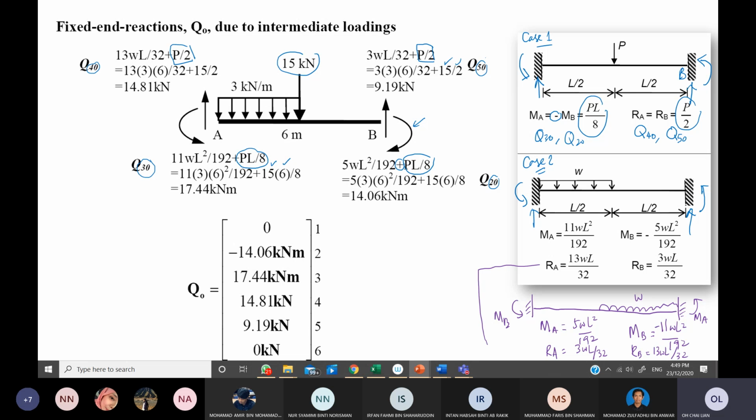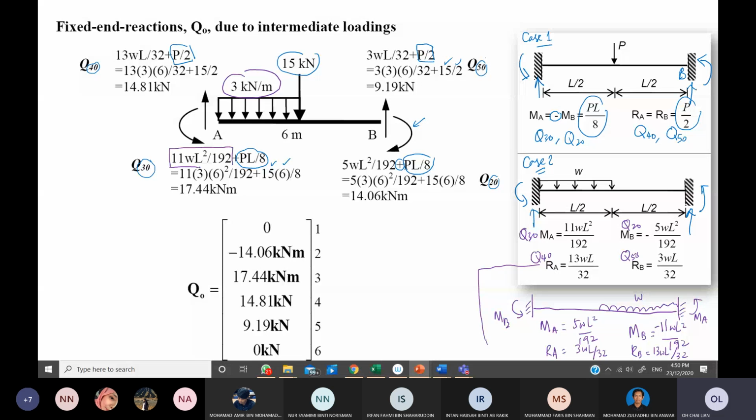All right, so let us try to solve case 2 for this 3 kilonewton per meter. Now for the moments we have Q3 naught and Q2 naught, and Q4 naught and Q5 naught for the vertical reaction. So let's try with Q3 naught. 11 WL squared over 192 is here.